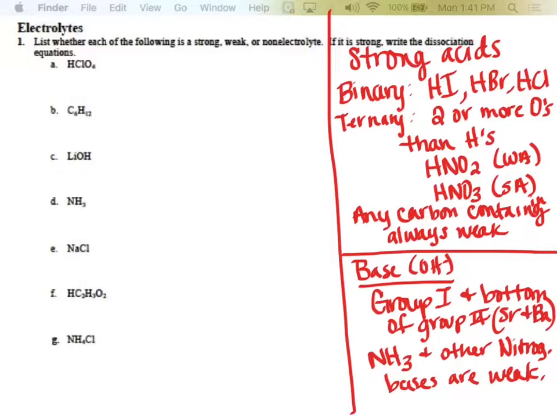So HClO4. Just classify it first as either strong acid, strong base, weak base, or ionic or covalent. So it's a strong acid. Therefore, it's a strong electrolyte. Wait, why are those three little dots there? Therefore. That means therefore.